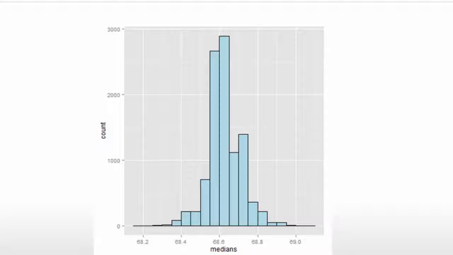If we had the true population distribution and we were to sample over and over again, this would be a very good estimate, up to Monte Carlo error, of the sampling distribution of the median. Instead, we don't have the exact population distribution. We've replaced it with the bootstrap principle of resampling from the observed data, and now we just get this approximate sampling distribution of the median.